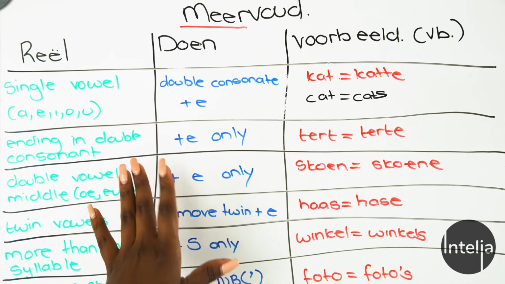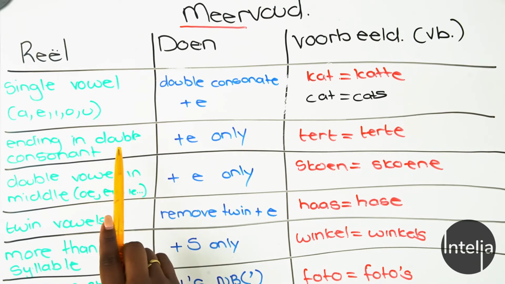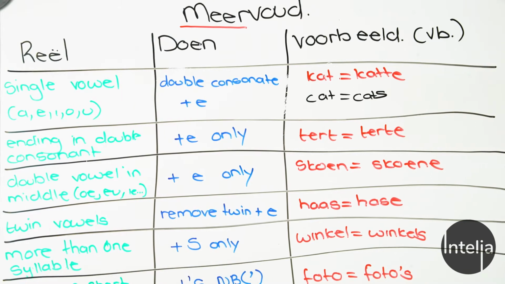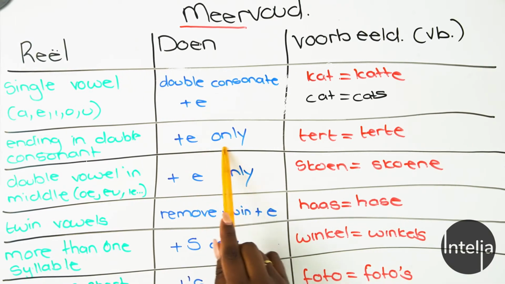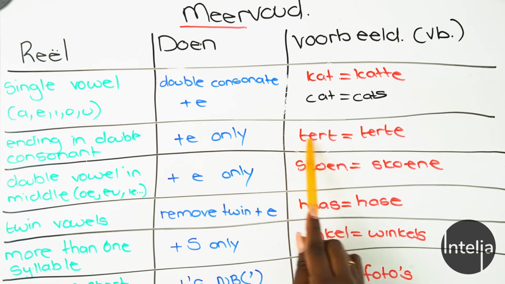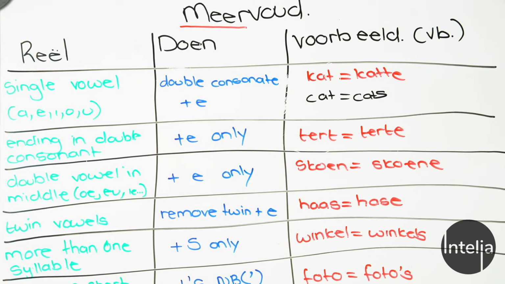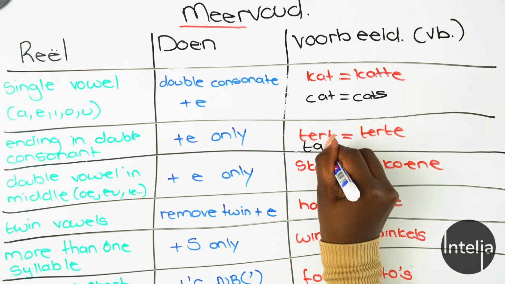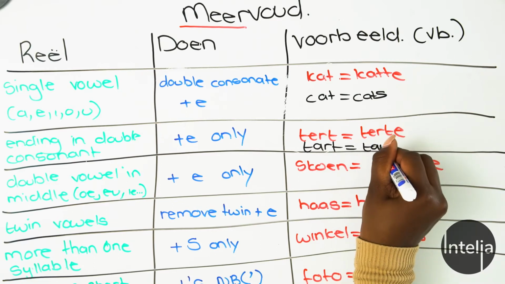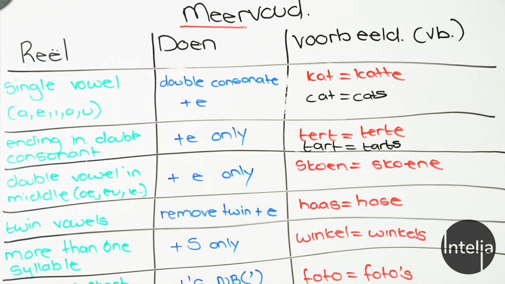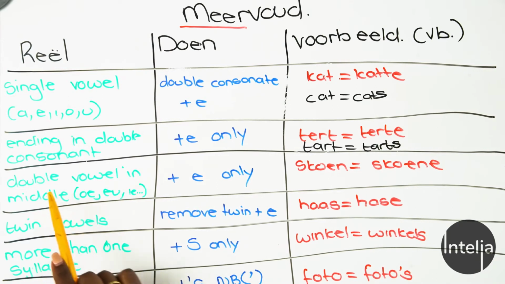Awesome. Our second rule, ending in double consonants. A word ending with 2 consonants, all we do is add an E. For example, tert, which becomes terte. Tert is like a tart. You have a tert, which can be a treat. Milk tert, milk tart, a tart. Tert can also mean tail or bum, but for this, let's just keep it as tart. Tarts.